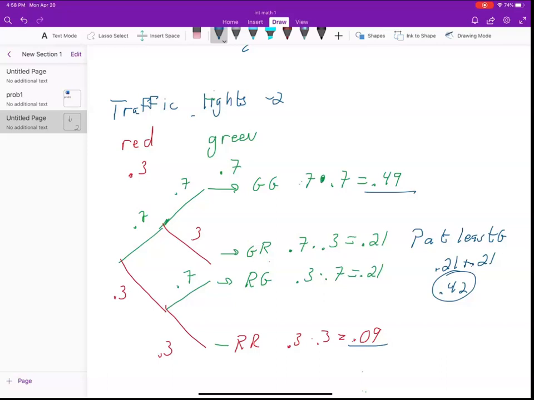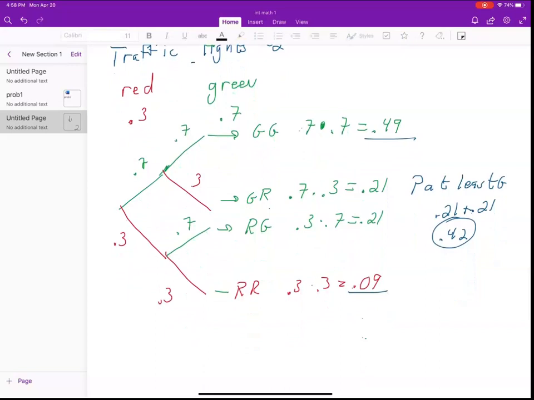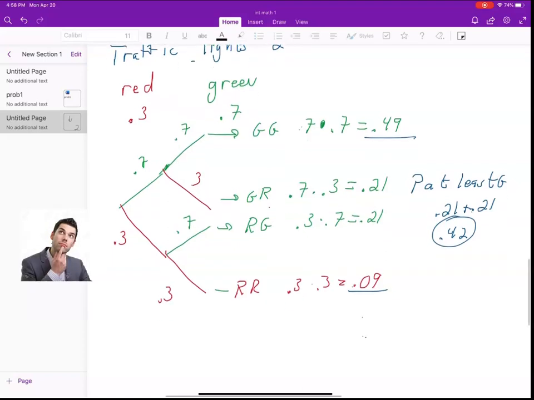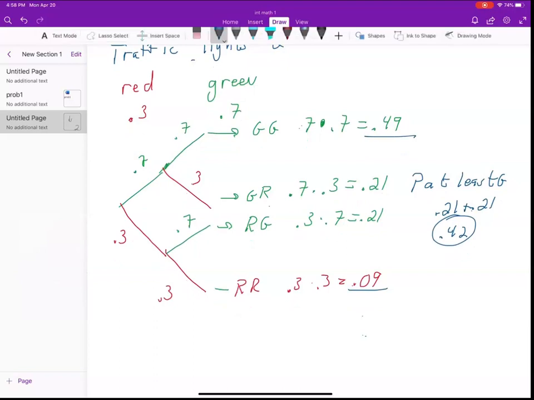All right. Now, here's the question. What if I added these up? 0.49, 0.21, 0.21, and 0.09. What are we going to get there? That's right. We're going to get a 1. Okay, because in that situation we threw out the yellows. So, that's how you use a tree diagram.